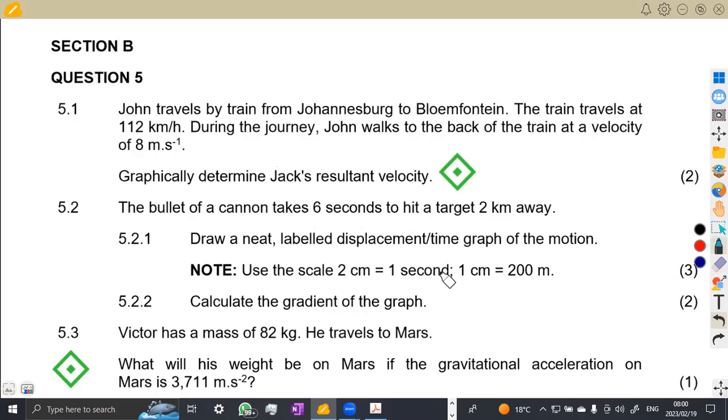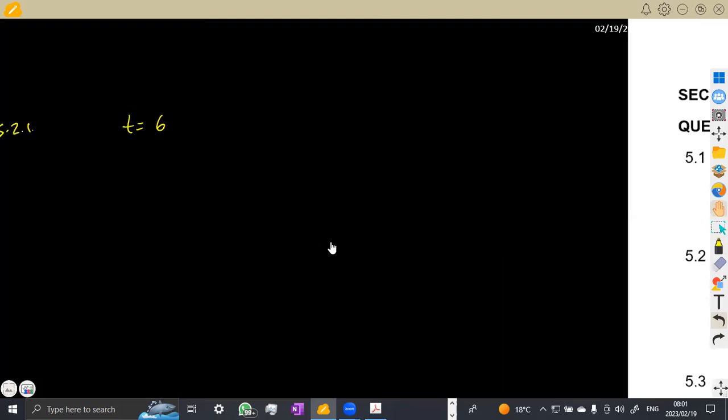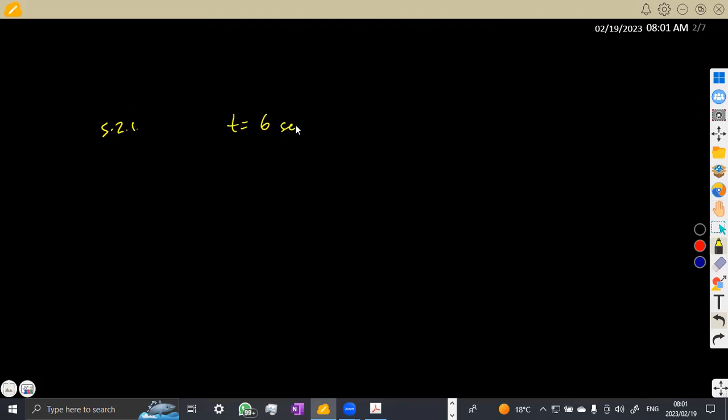All right, so this is what you're going to have, guys. We are to draw the displacement, so we need every piece of information. We are going to take the data that we are given. This is 5.2.1. We are given the time that was taken, which was 6 seconds, given in seconds. And the displacement, in this case, is 2 kilometers. But remember, this is supposed to be in meters. Kilo is 1,000, so we multiply by 1,000, that's 2,000 meters.